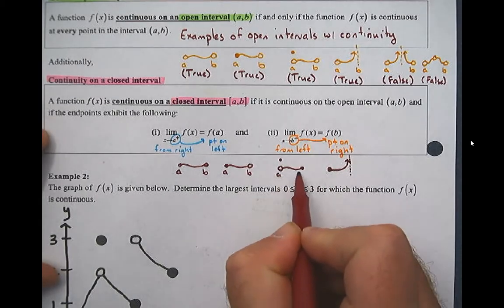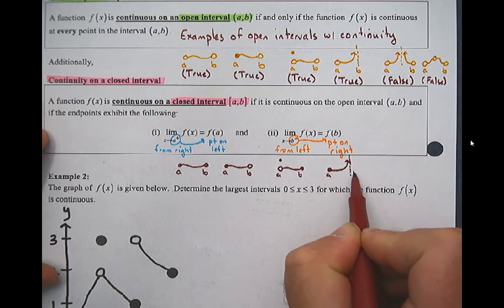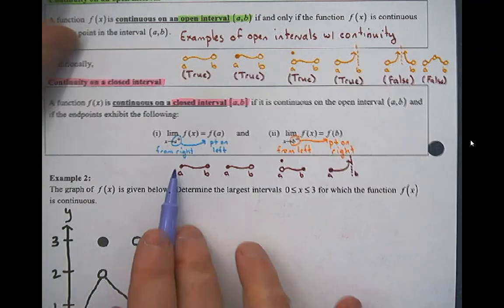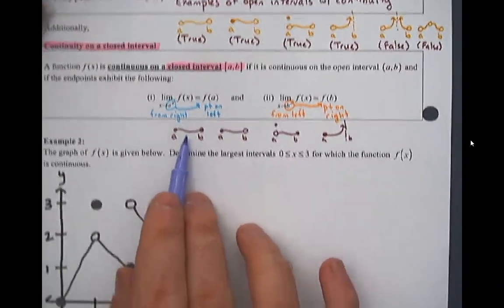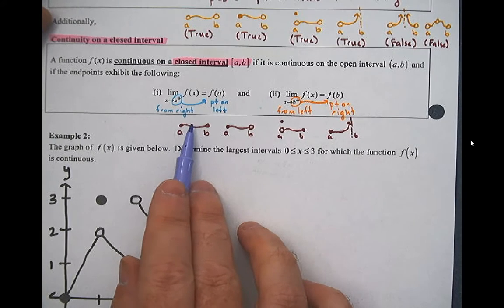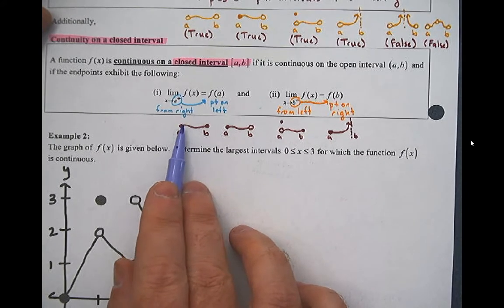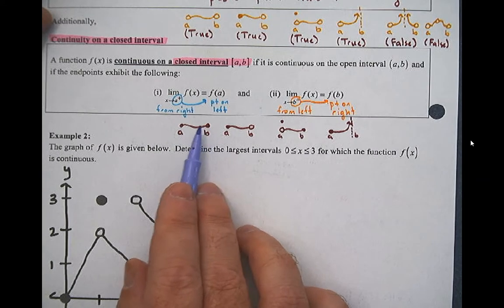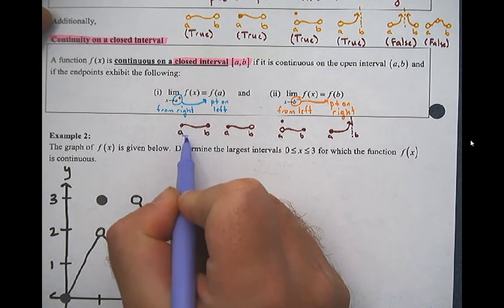So this is A to B. This is A to B. So let's take a look. What are we doing here? What do we got going on? So from A to B, is everything in the middle continuous? Yes. Does the limit from the right equal the point on the left? Yes. Does the limit from the left equal the point on the right? Yes. So this would be true.